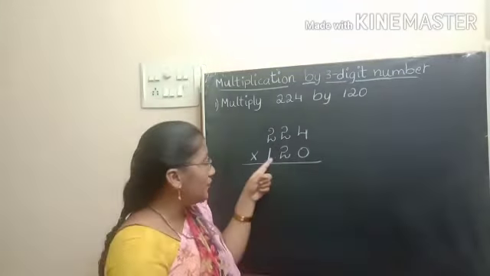Next, we should multiply the digit in hundreds place with 2. Understood? Take 2 into 2. Again 2 into 2 is equal to 4. So write 4 here. Now the multiplication with the digit in tens place is completed. That's why we get 2 lines of result. This line belongs to 0. This line belongs to 2.